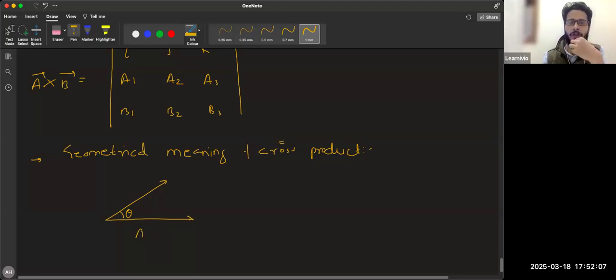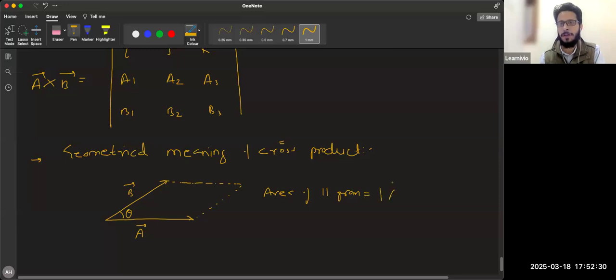So you have a parallelogram. This is vector A and this is vector B. The adjacent sides are these, and you just complete the parallelogram. You need the area of the parallelogram. To get the area of the parallelogram, it is just the magnitude of vector A cross vector B.